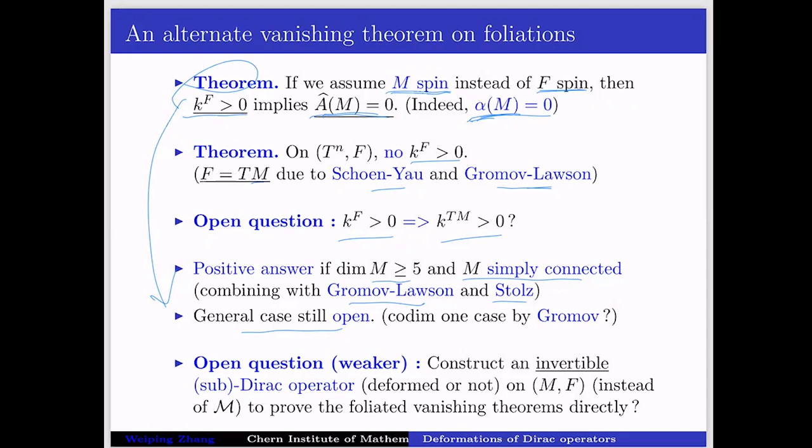So now let me ask whether there is a weaker open question that could be done. That means under the condition of leafwise positive scalar curvature, can one construct an invertible sub-Dirac operator, either the sub-Dirac or some deformed sub-Dirac operator, on the foliation itself, instead of the Connes fibration, and then prove this foliated vanishing theorem? This remains an open question. Of course, we can construct a deformed sub-Dirac operator under the Connes fibration which is invertible; this is our proof of the Connes theorem. But whether one can construct such an operator on the manifold itself is still open. Of course, if you can construct a positive scalar curvature metric, then you can consider such an operator. But in general, both questions still look open.